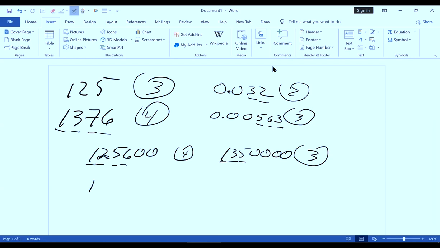Now, zeros at the end with a decimal point are significant. So let's take a look at this. Non-zero numbers, always significant. Zeros at the end with a decimal. So this would have four significant figures. Let me do another one.